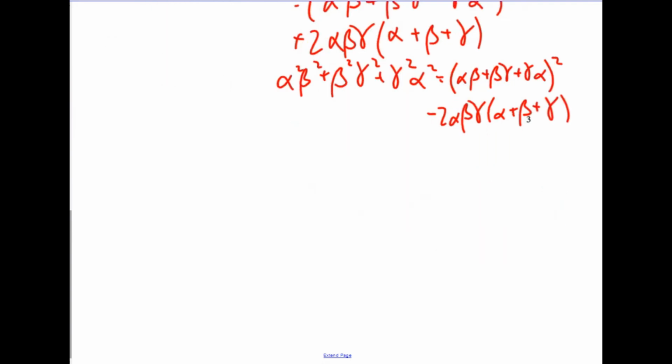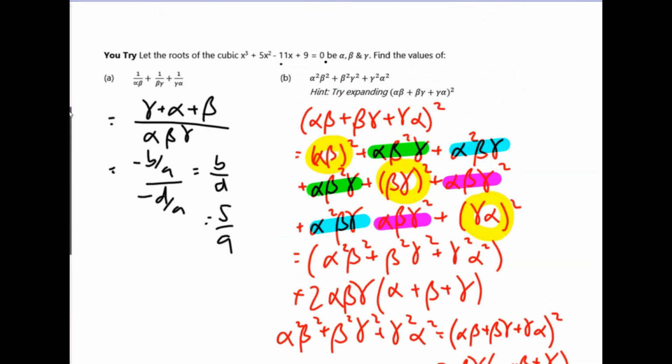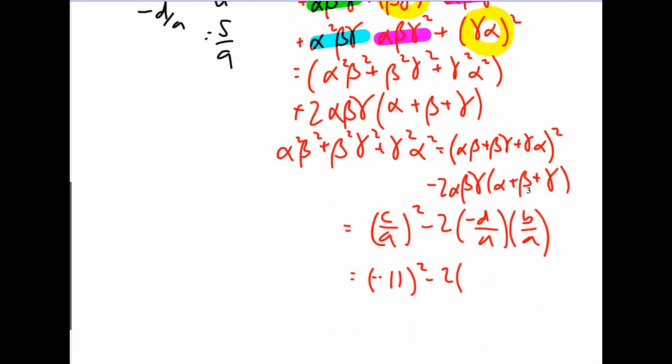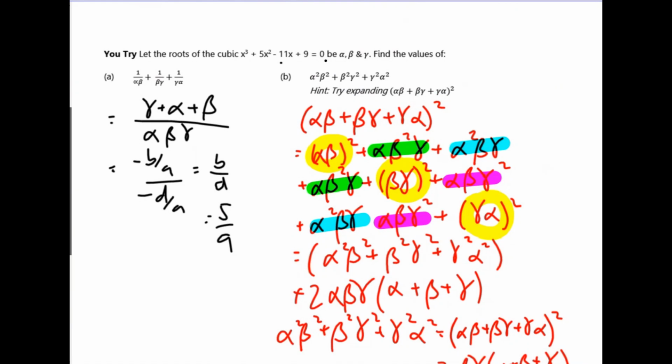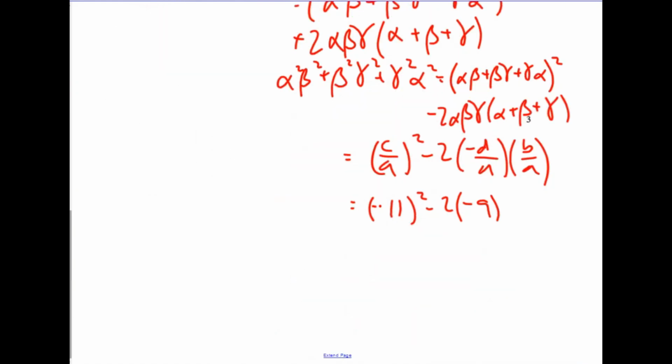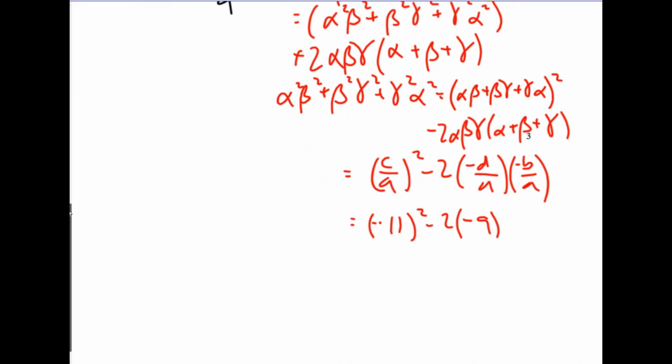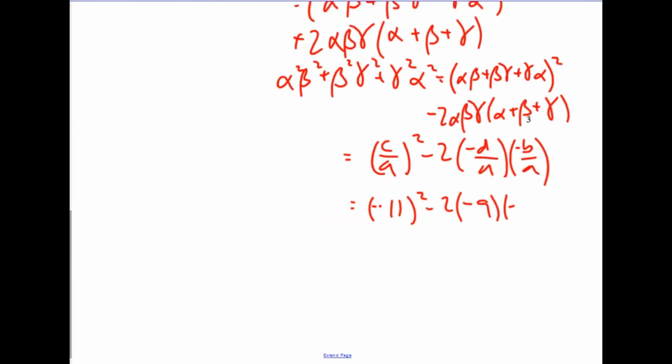So this is equal to the sum of the product pairs squared. So that's c over a squared, minus 2 times the product of the roots, which is minus d over a, times the sum of the roots, which is minus b over a. And so here that c over a is minus 11, minus d over a is minus 9, and minus b over a is minus 11. So working out, 121 minus 19 ... 31.